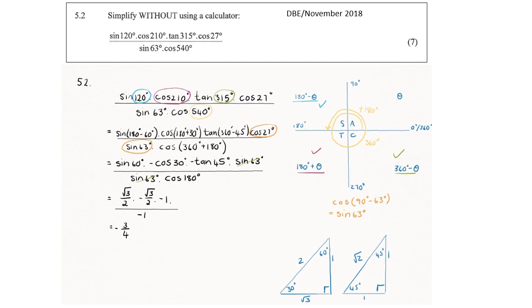Now let's look at the mark allocation for this question. This question counted 7 marks. You get 1 mark for sine of 60 degrees, 1 mark for negative cos 30 degrees, 1 mark for negative tan 45 degrees, 1 mark for either changing cos 27 degrees to sine 63 or changing sine 63 to cos 27 degrees. Then 1 mark for cos 180 degrees, 1 mark for using the special angle ratios, and 1 mark for the final answer.